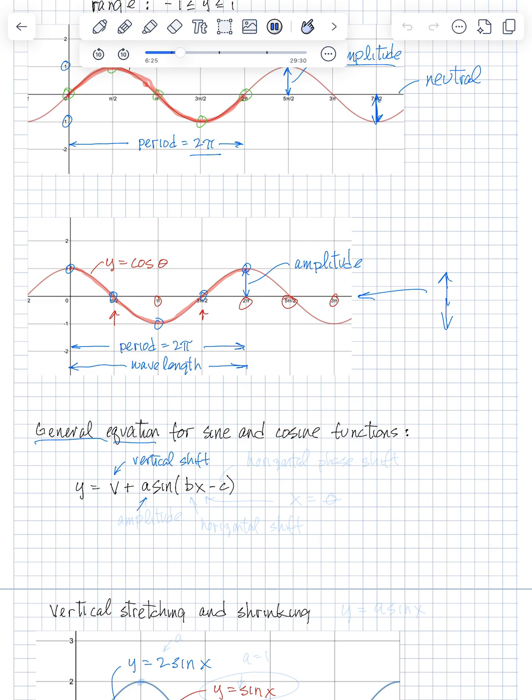Okay, the A, this is the amplitude. In the above graphs, the amplitude is 1, so we didn't even list it. B is the horizontal stretch, or could be the horizontal shift. So this is just the horizontal shift. Could be stretch or it could be a shrink. The C is the horizontal phase shift.